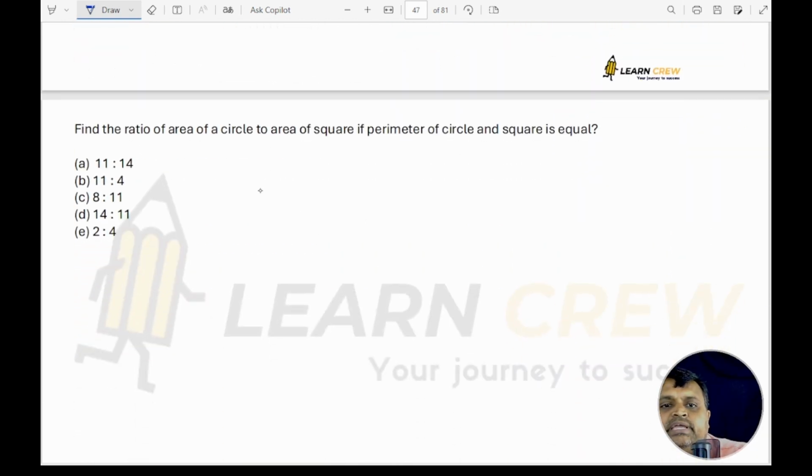Next, the ratio of the area of circle to area of a square if perimeter of circle and square are equal. So perimeter of circle is 2 pi r and perimeter of a square is 4a. So from this you can say a is equal to pi r by 2. Now area of circle is pi r square and area of a square is a square. So (pi r by 2) whole square.